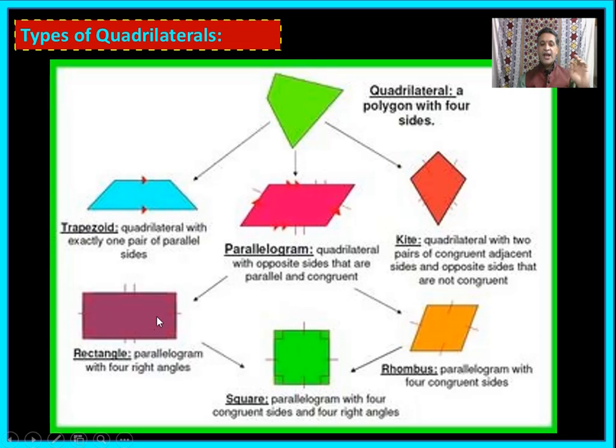Similarly, in a rectangle every angle is 90 degrees, and in a parallelogram every angle is not a right angle, but opposite sides are equal in both figures. So these are the types of quadrilateral you have to remember. These are the main features of the quadrilaterals.